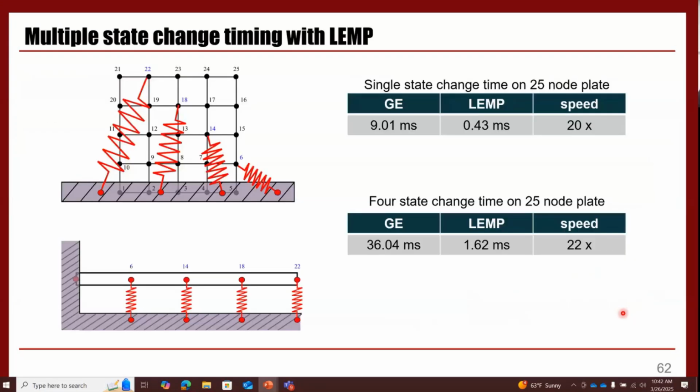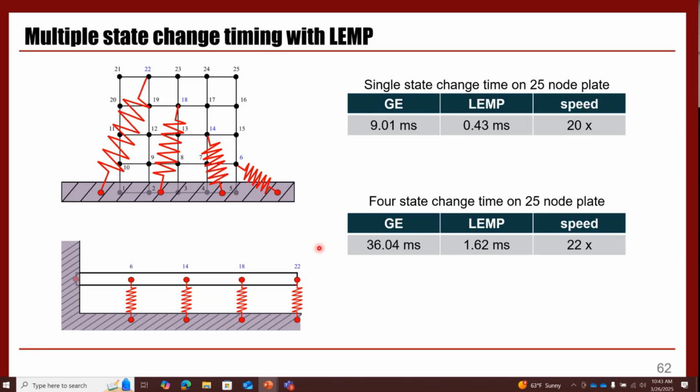And then next we went ahead to do the timing study for the change. We did a single state change with the 25 noded beam. For generalized eigenvalue, the time it took for a single state change is 9.01 milliseconds, while LAMP is 0.43 milliseconds, which is about 20 times faster than generalized eigenvalue.